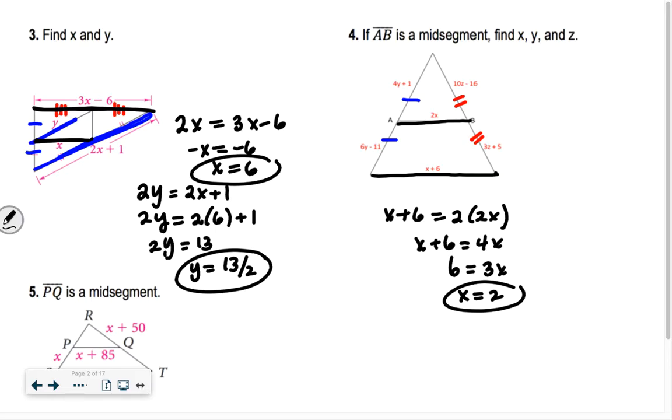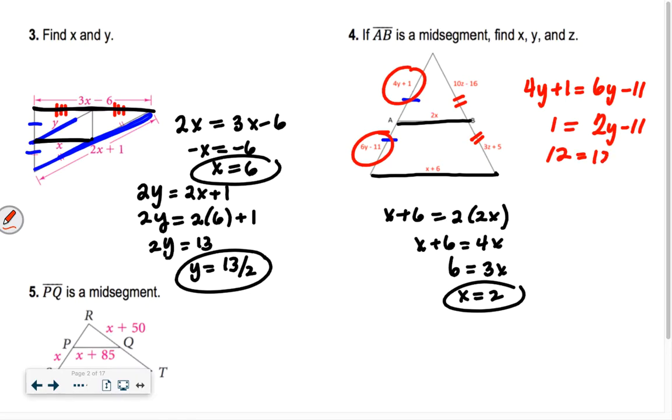All right, and then I need the other equation. So do I do 4y plus 1 equals twice the 6y minus 11? What's the difference on this one? So Cassie, you're shaking your head. Why? These are equal to each other. These are midpoints, right? We have a midpoint at A. So we know that 4y plus 1 has to equal 6y minus 11. These two were the same. All right, and we solve it out. So I get 2y minus 11 equals 1. 12 equals 2y. What do we get for y? 6.